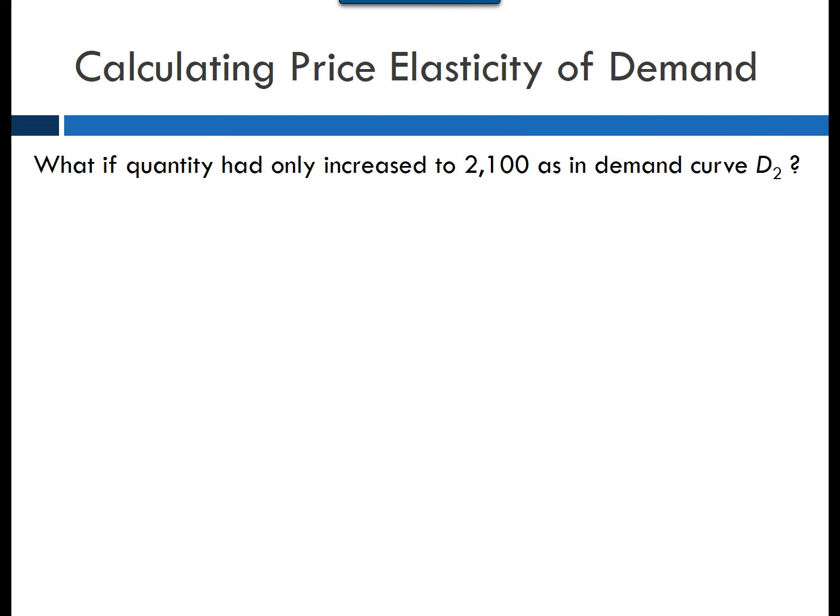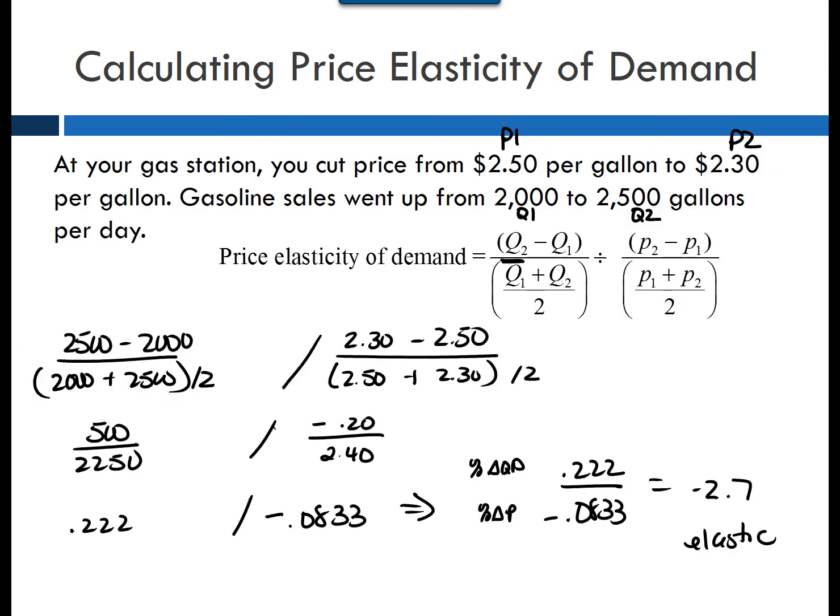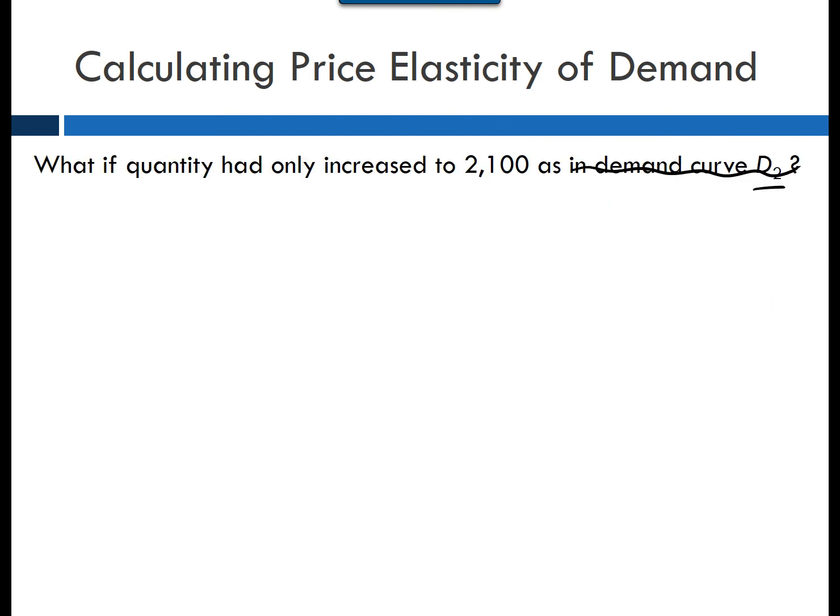This example said, what if the quantity had only increased to 2,100? This was from another picture that I think I took out. So we use the same prices that we used in the last one, 250 and 230, and Q1 will still be 2,000, but we're just changing Q2 to 2,100. So P1 is still 250, P2 is 230, Q1 is still 2,000, but now Q2 is just 2,100. So instead of a 500-gallon increase, we got a 100-gallon increase.